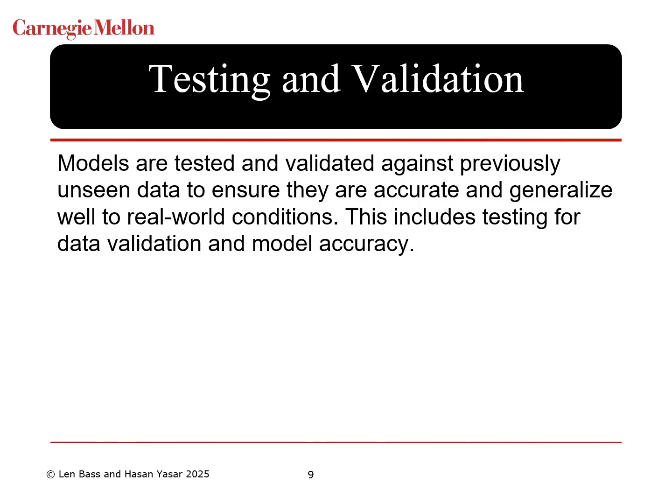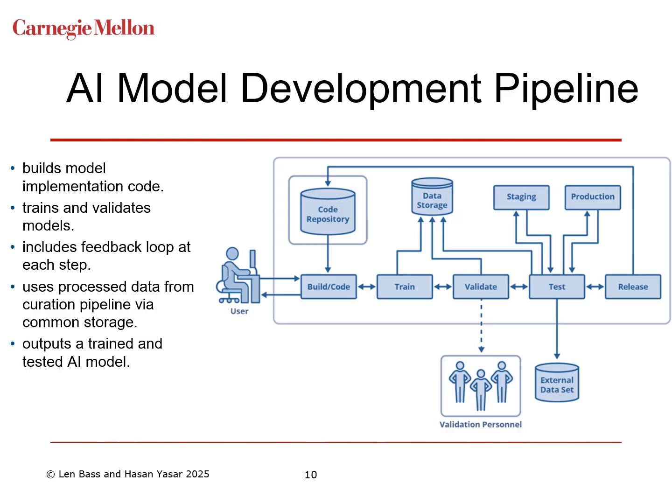That's the testing. So validation works with hyperparameters. Testing works with data that you haven't seen before, once you've decided on the model. And there's a pipeline again that deals with this.